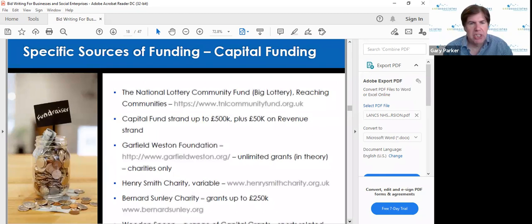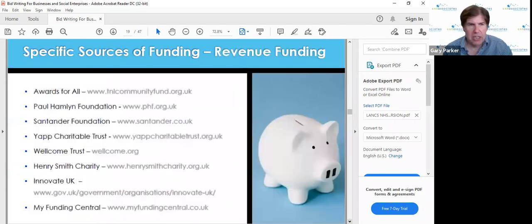The Henry Smith charity is another one. You don't have to be just a charity on that, but they will fund both capital funding, which is for premises, buildings, etc., and some capital items, even other things like minibuses that they consider as capital items. There's another one, the Bernard Sunley Trust. These are a number, because there are lots and lots of these.